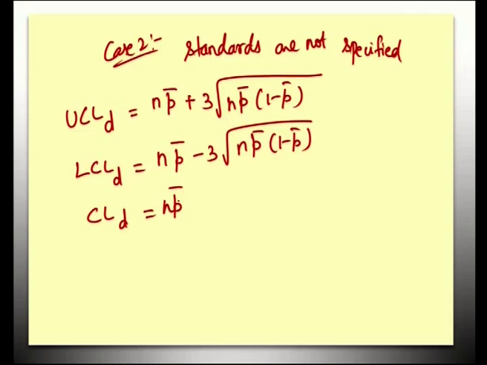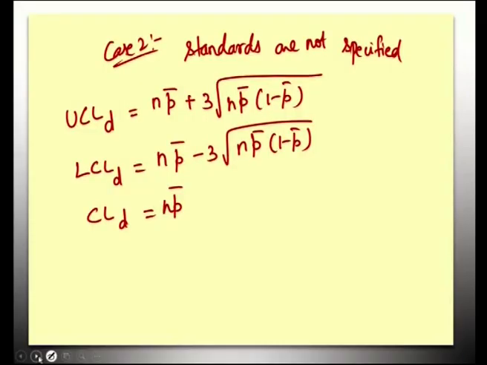Now, any value is always not taken to be negative. Suppose your LCL value comes out negative, it should be taken as 0, because negative values are not allowed for control charts. Now, we studied the control chart for fraction defective and the control chart for number of defectives. The control chart for fraction defective is denoted by P chart and the control chart for number of defectives is denoted by D chart. Now, what do we interpret from these kinds of charts?